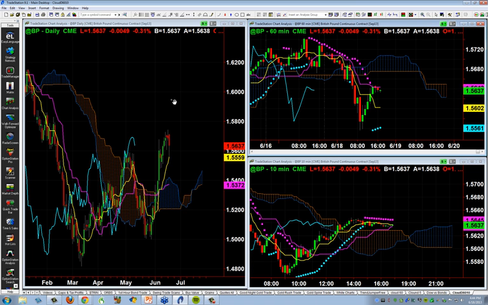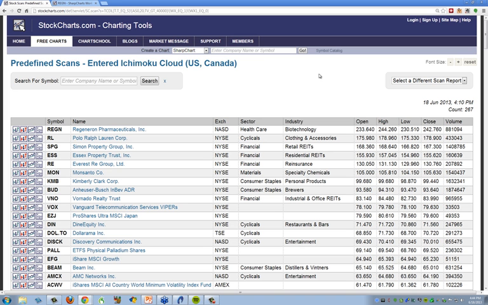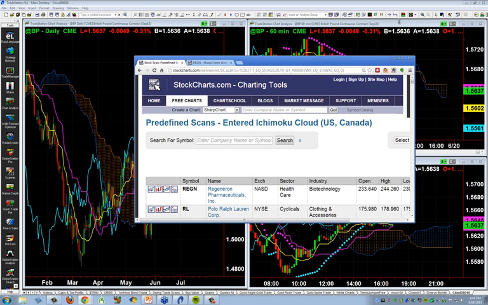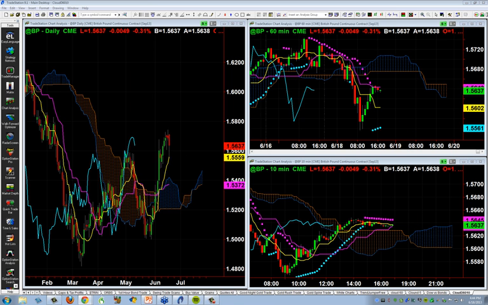All right, so let's go back to our scans. We're going to use the scans from StockCharts. Okay. REGN, RL, SPG, ESS, RE. Let's do that. Before I do that, do you guys want me to take a look at any other stocks that you have before we start looking for some of these? Because I will if you've got questions on them, if you want some advice.